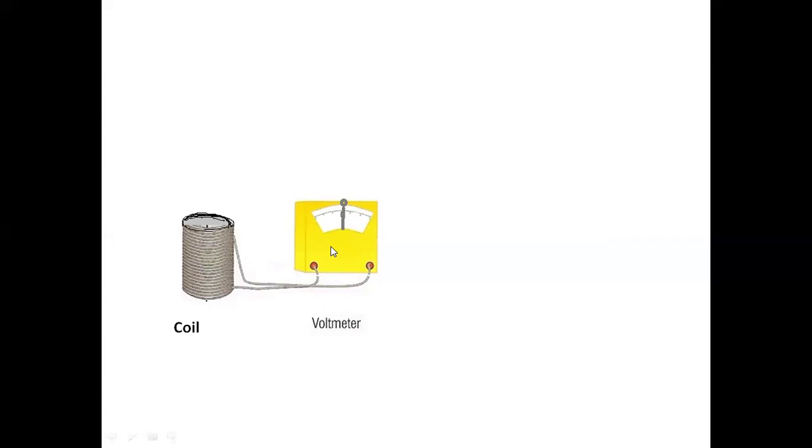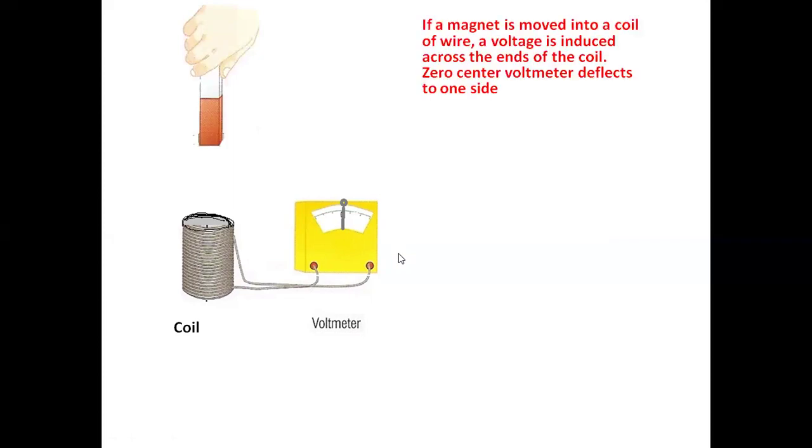Right now, there is no current in the coil. The voltmeter is showing zero. This is a zero-centered voltmeter. So, what happens when a magnet is moved towards the coil? If the magnet is moved into the coil, a voltage is induced across the ends of the coil, and the zero-center voltmeter deflects to one side.